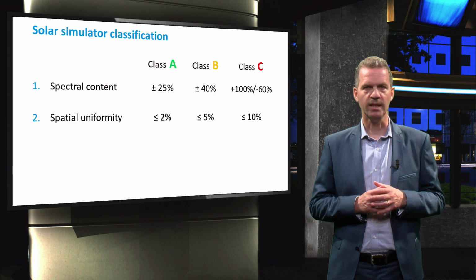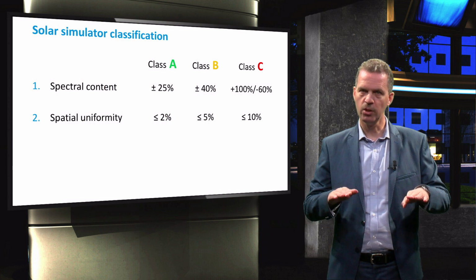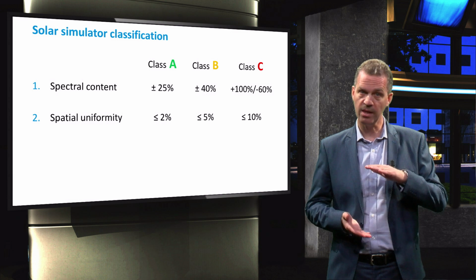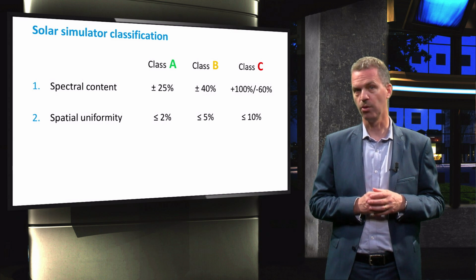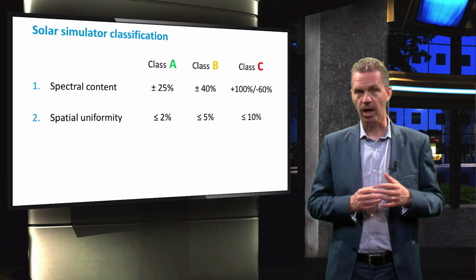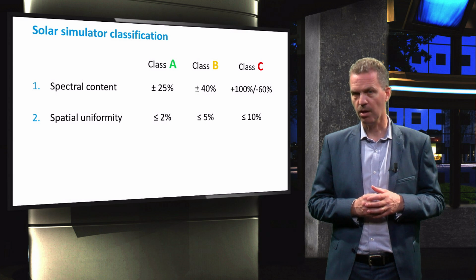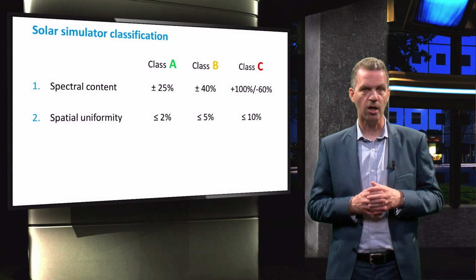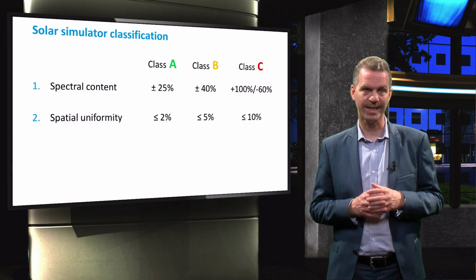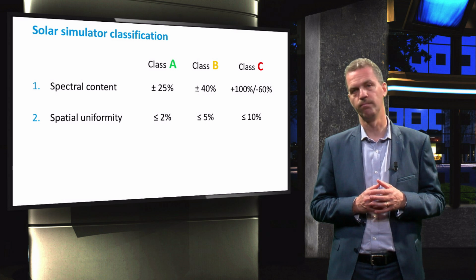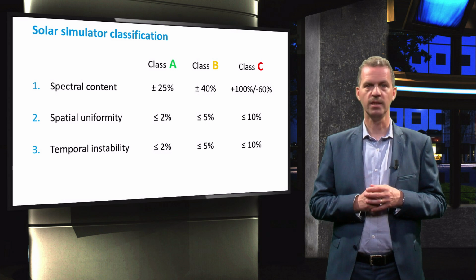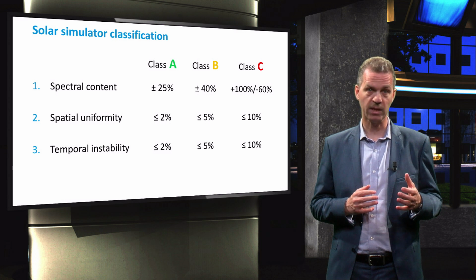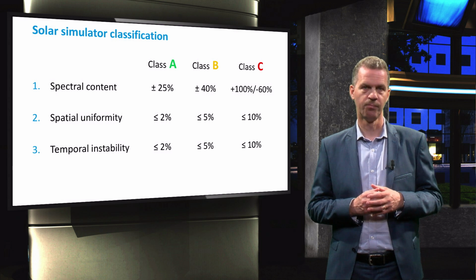The second challenge is to obtain a spatially uniform intensity at a specified area and distance from the light source where the solar cell is measured. This area is about 15 by 15 centimeters for research solar cells, but also larger area solar simulators exist for module characterization. The third challenge is to have a very stable light source, both concerning the spectrum and the intensity.